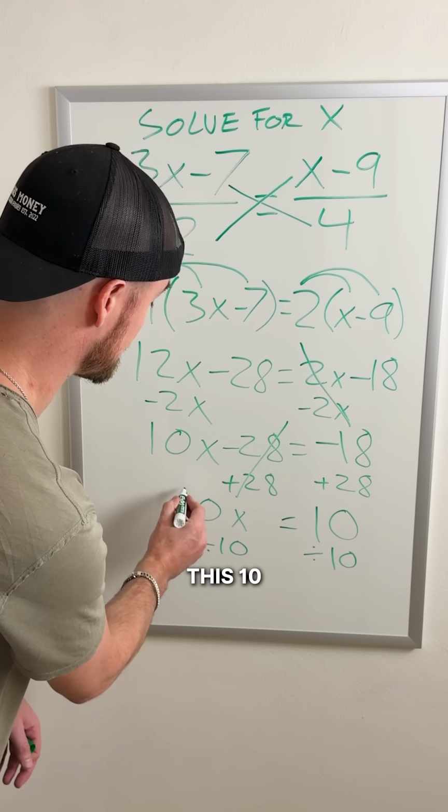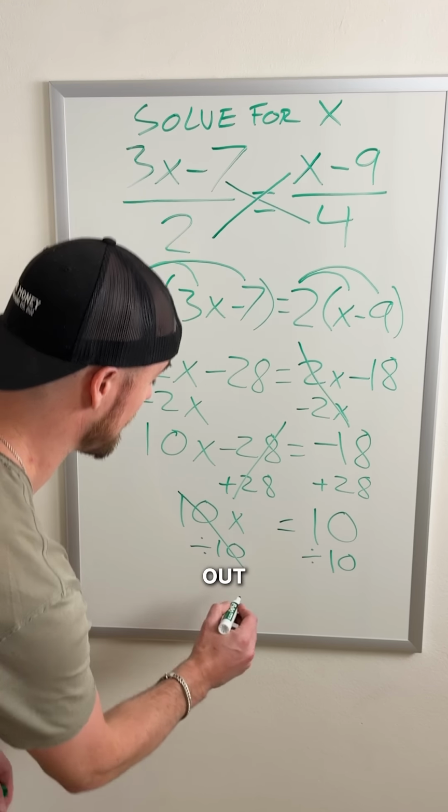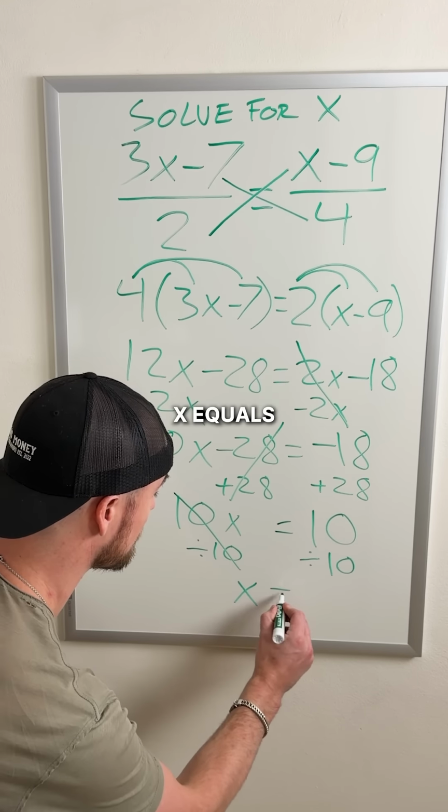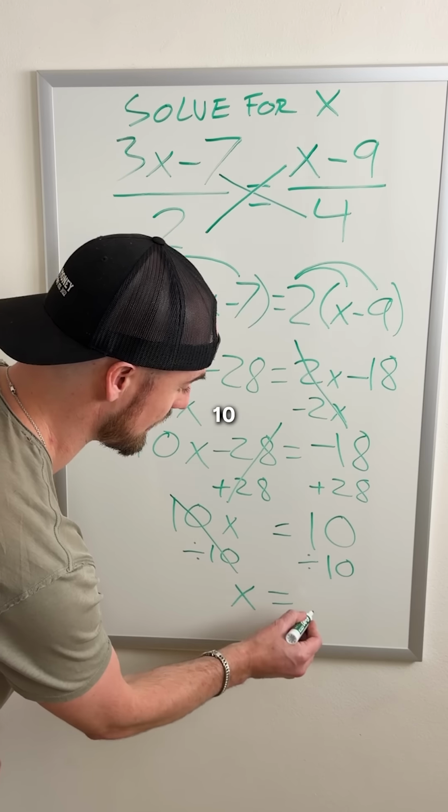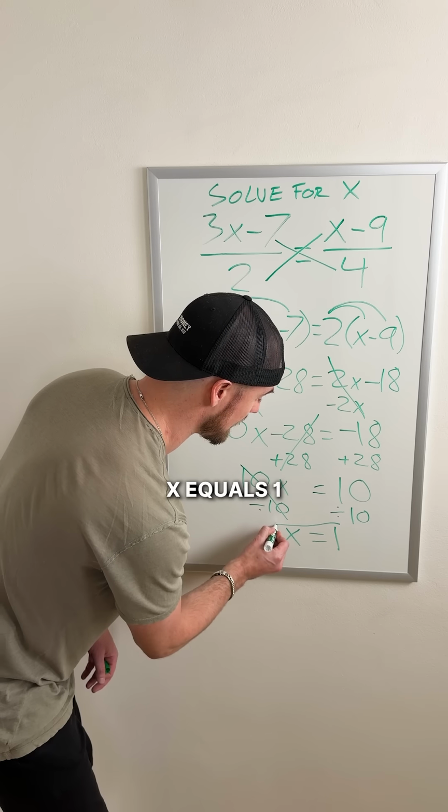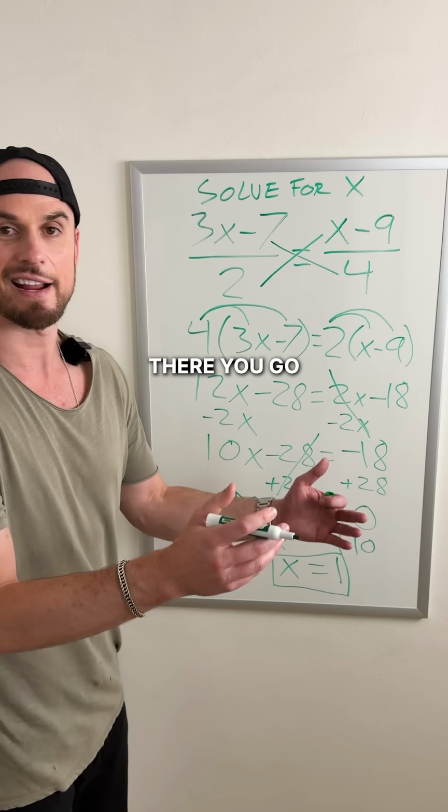And what do we get? This 10 divided by 10 crosses out. So on the left, we just have x, equals sign, and then 10 divided by 10 is 1, and our answer is x equals 1. There you go. That's it.